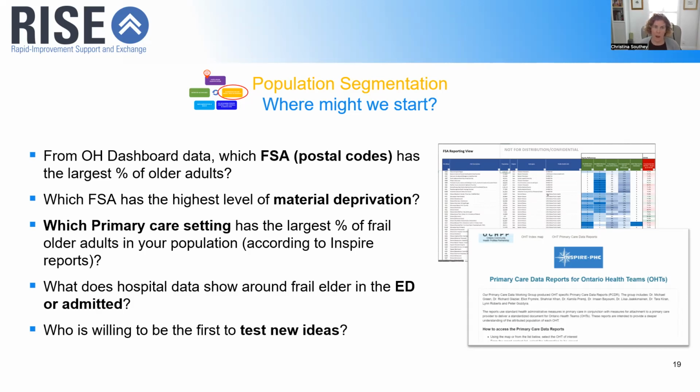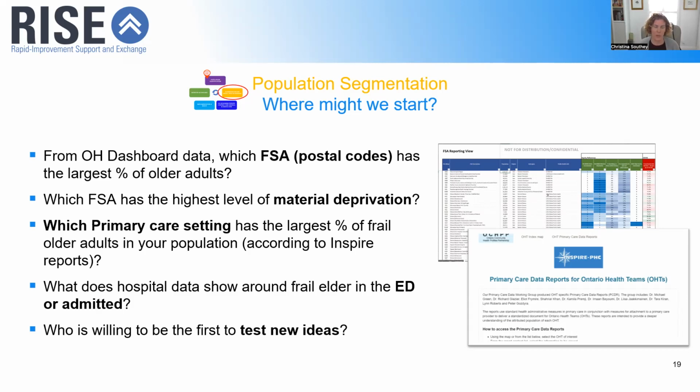If you look at the Inspire data as well as the HSPN reports, it'll tell you where folks are showing up in terms of primary care setting. And that allows us to ask questions around whether the majority of our frail seniors are attached to family health teams or not. How are some of those settings represented in our partners, and how are we reaching out to involve them in our work? There's information there around people showing up to ED or admitted.